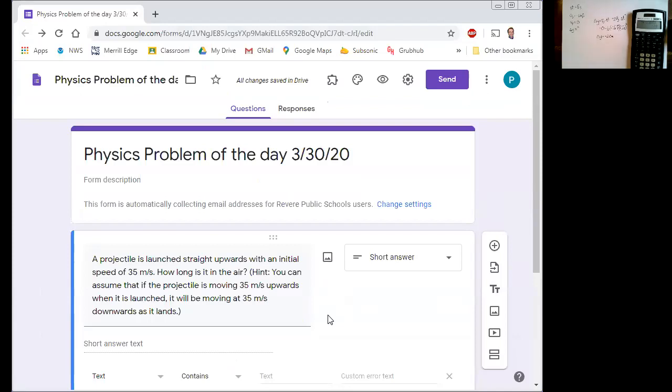So then it gives you a hint, though. You can assume that if it's moving upwards at 35 meters per second when it's launched, it'll be moving at 35 meters per second downwards as it lands. So that gives you a hint right there that it gives you not only the initial velocity, but the final velocity as well. You'll have both of those things. Okay, any questions or anybody want any hints or clarification on today's problem of the day.